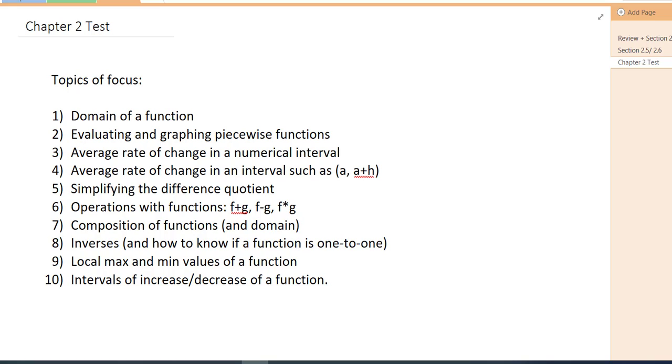And then the last two also go hand in hand. Finding the local maximum and minimum values of a function given a graph, and then also the intervals where a function is increasing or decreasing. So I'm going to do some examples of just some of the things that I've seen in work submitted, and just want to correct a few little issues.